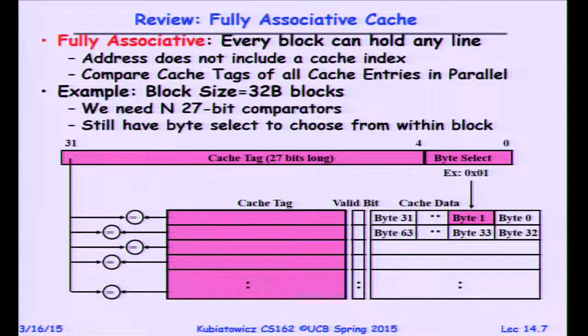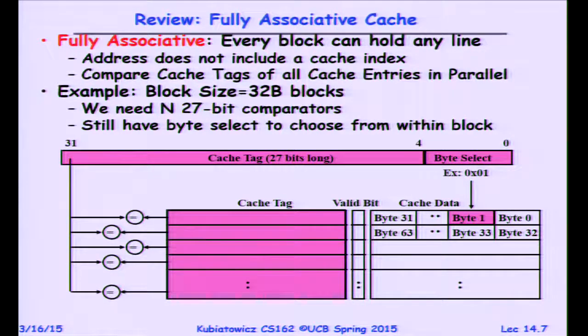Now, which one has the lowest conflict rate? Fully associative clearly has the lowest conflict rate, right? Why? Because if we have a bunch of items that happen to conflict in the direct map cache, here they don't have to conflict. We can put them in different cache lines. Okay? Here's a different question for you. Why the heck don't we always do this?